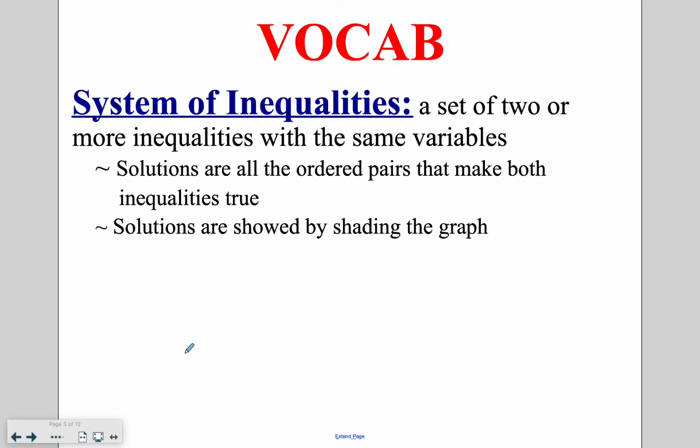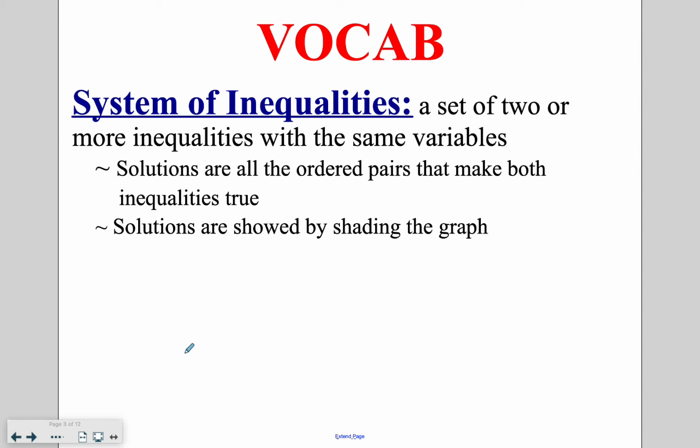So a system of inequalities is taking a set of two or more inequalities with the same variable and trying to find where they overlap. So we're still going to have our inequalities in the form of y equals mx plus b, but replacing that equal with a less than, greater than, less than or equal to, or greater than or equal to.